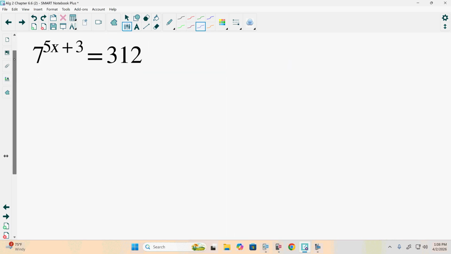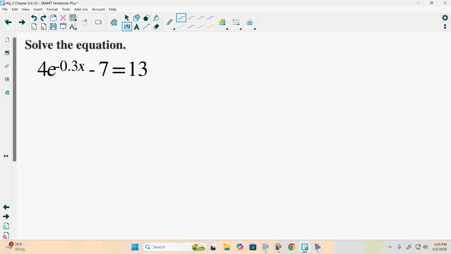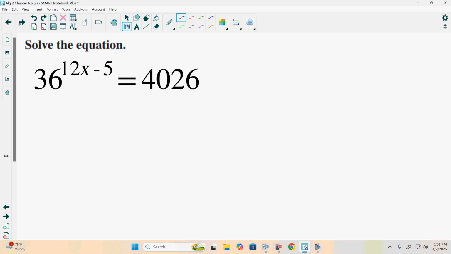Now, the nice thing with exponents, it doesn't matter what the value of x is that we plug into an exponent. As long as it's a real number, it's going to work. So it can be positive, it can be negative, it can be fractional, it can be irrational. Exponent doesn't make a big difference. Do we want to do this one or the next one? Doesn't matter.